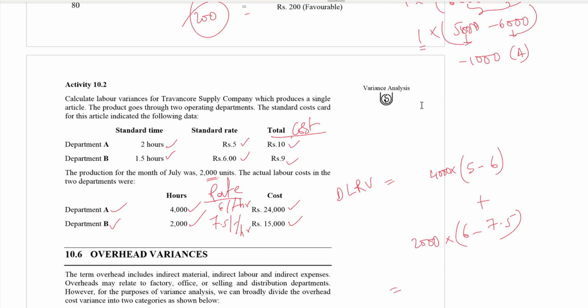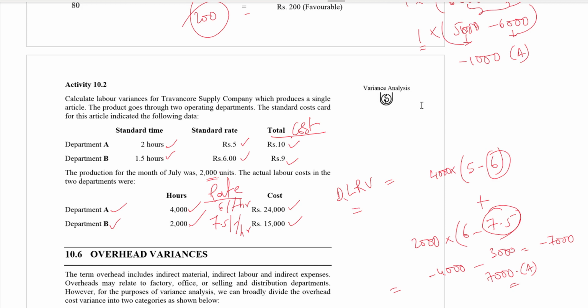In department A they worked for 4,000 hours, and in department B they worked for 2,000 hours. Total rate variance is negative 4,000, and here also negative, 3,000. So negative 7,000. The rate variance is an adverse balance. 7,000 adverse means their estimations went wrong. The wages asked by the labor increased compared to the estimations. That is the rate variance.